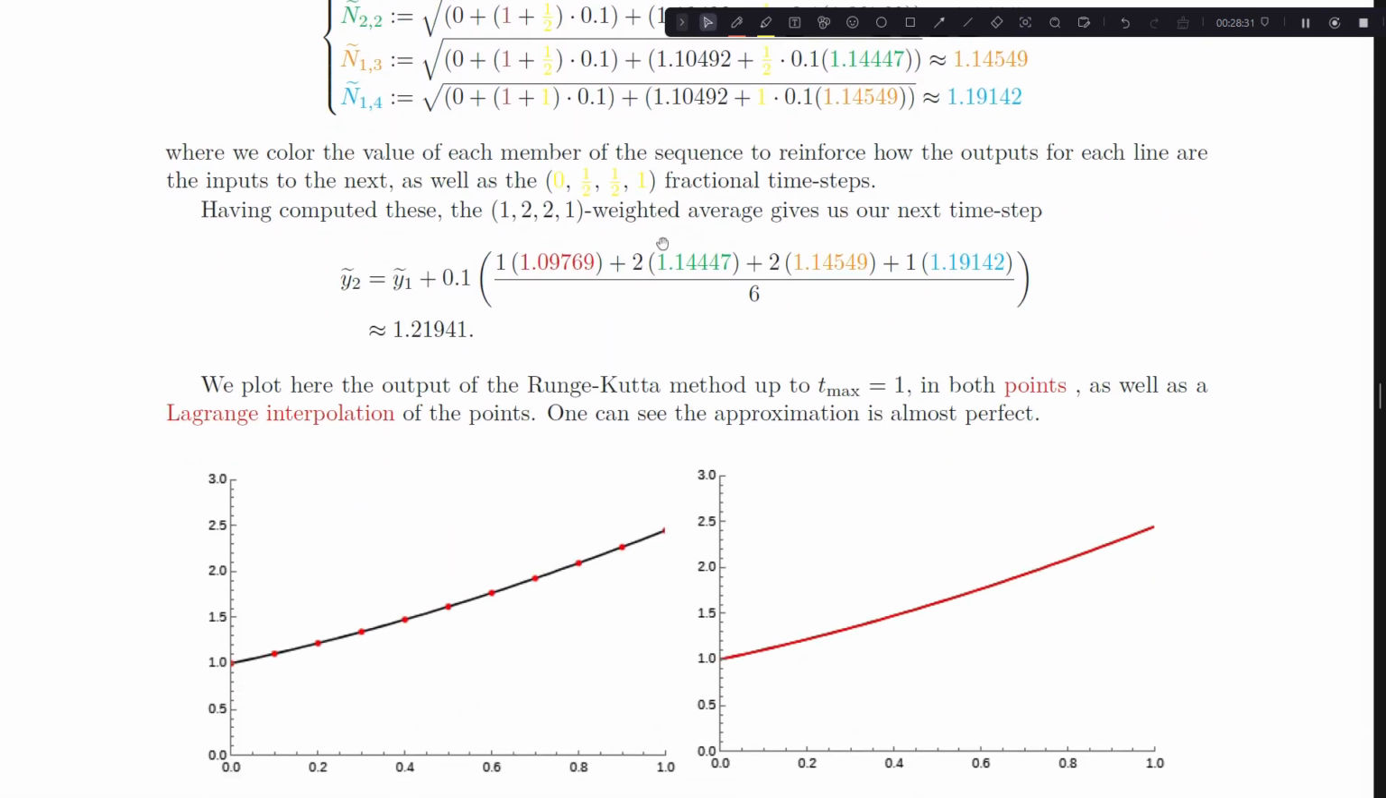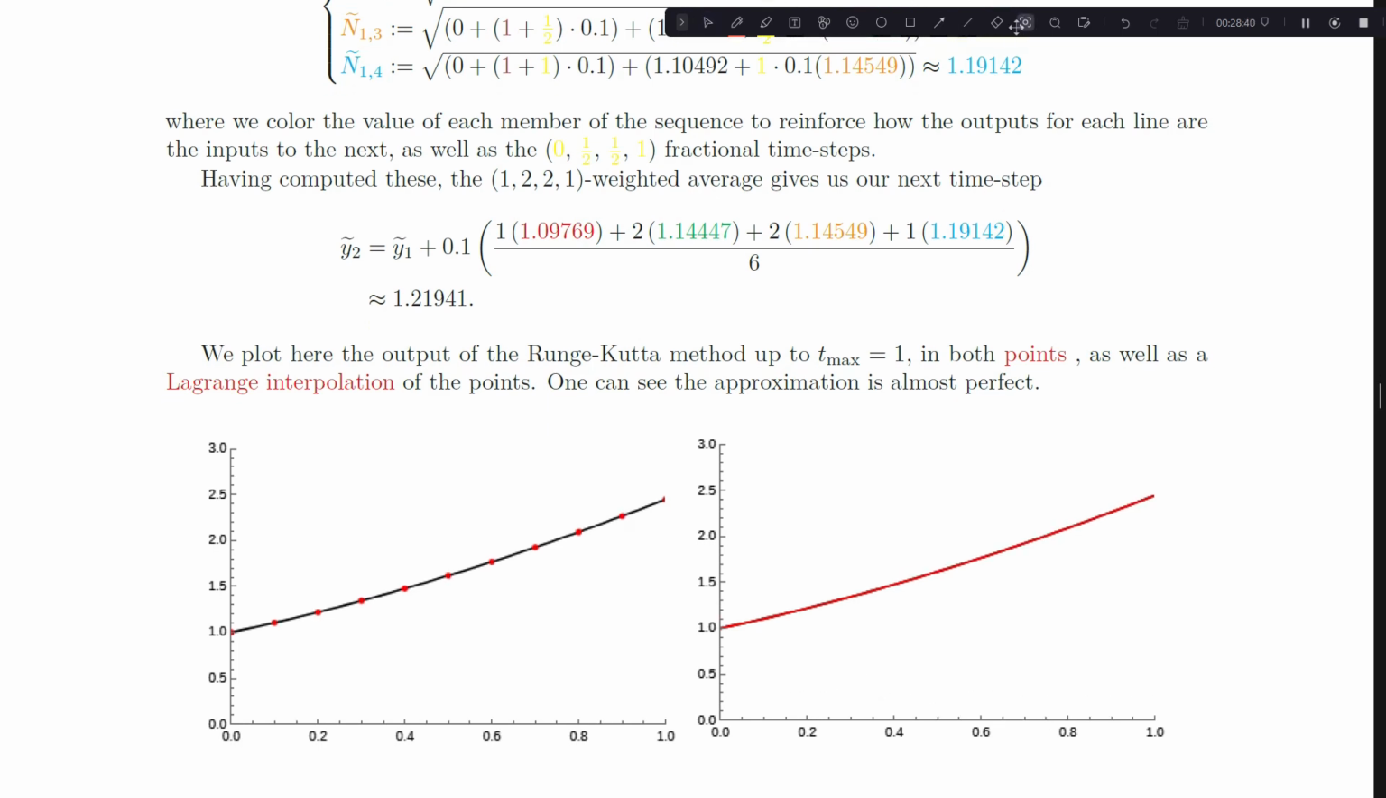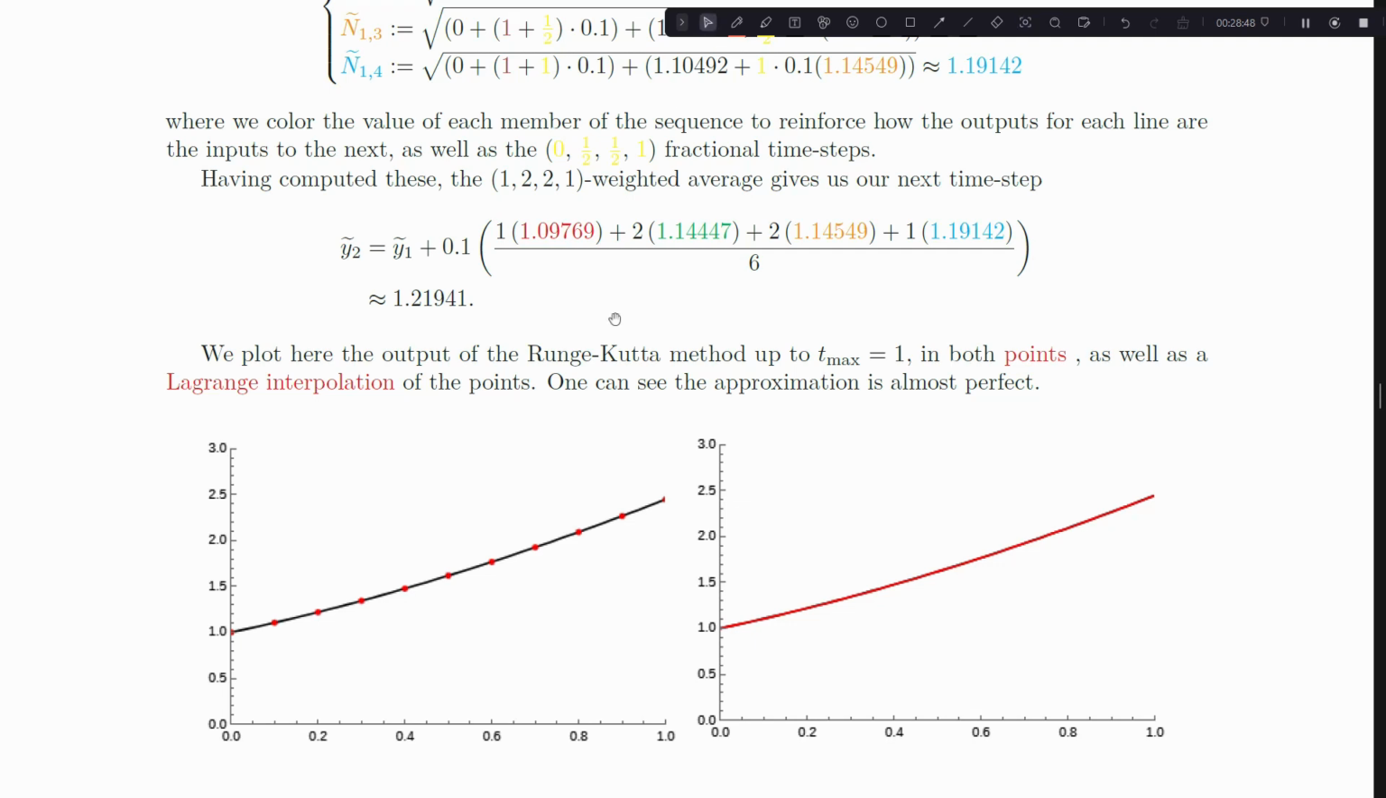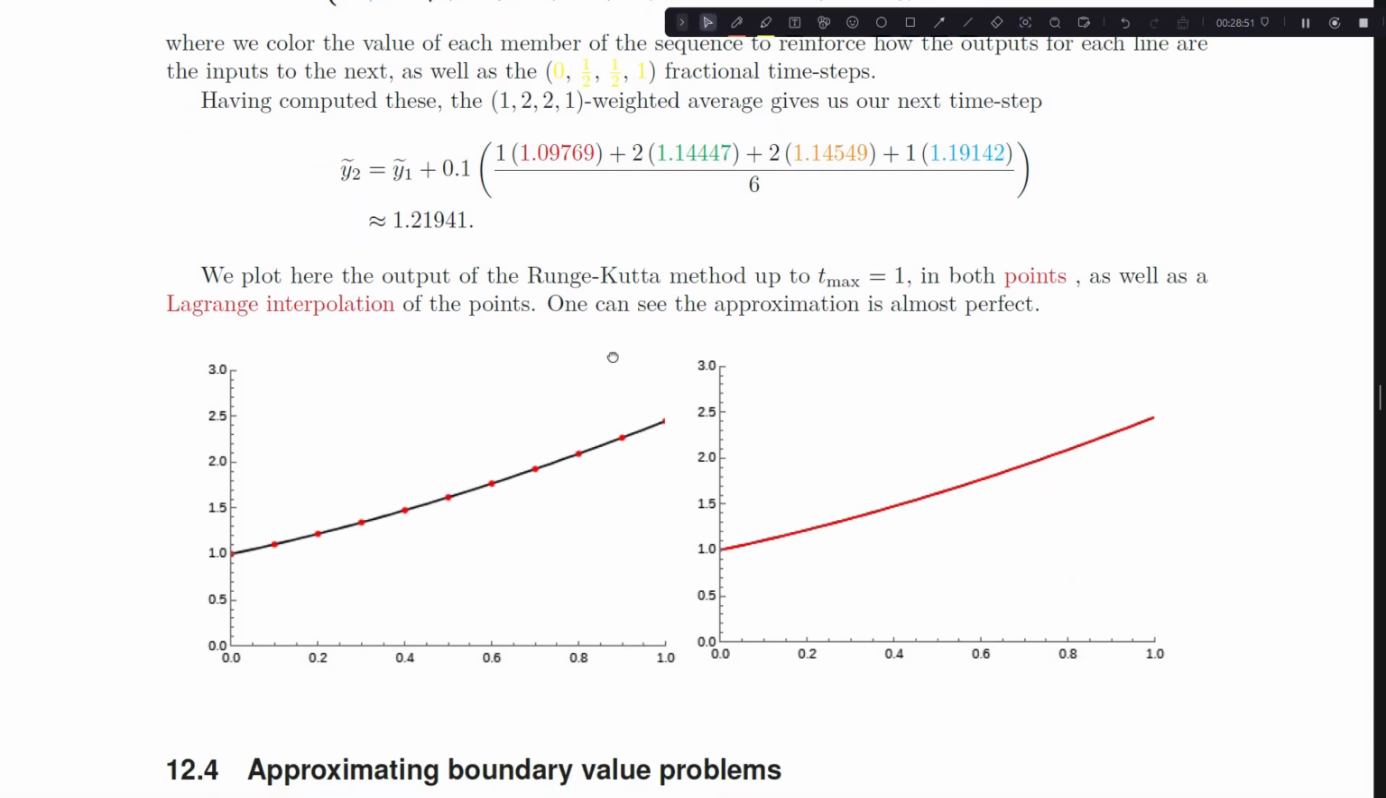Here you can see how it approximates the solution. The solution's there in black. And then if I use Lagrange interpolation on it, you can see the amount of black that is differing from the red here is almost negligible. It's there, but it's so hard to see because these points are so well approximated. This is what a fourth order approximation gets you.